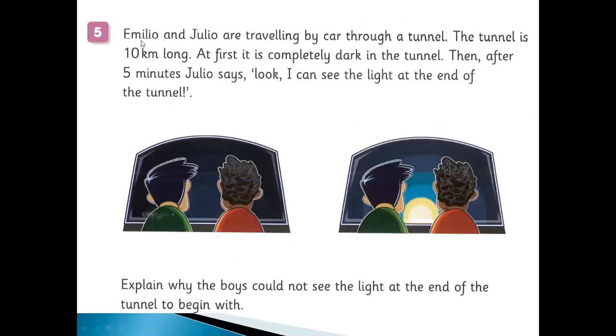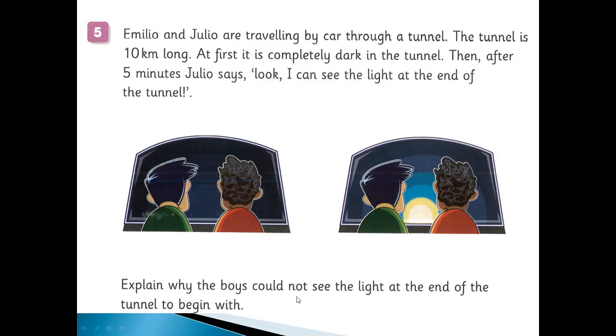Question number 5. Leo and Julio are traveling by car through a tunnel. The tunnel is 10 kilometers long. At first, it is completely dark in the tunnel because the tunnel is not straight, it's curved. Light travels in a straight line. Then after 5 minutes, they say, "Look, I can see the light at the end of the tunnel." Why? Because now it's straight. First it turns and then it's straight.